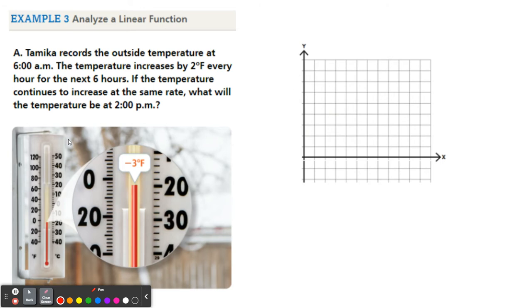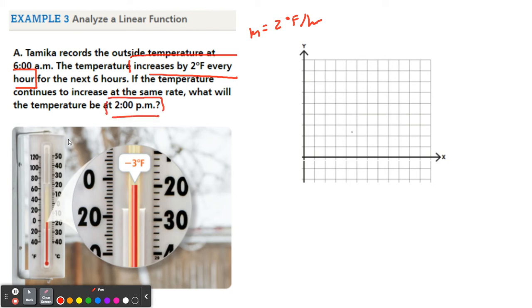So this idea here of increasing by 2 degrees Fahrenheit every hour, that is your rate, that is your slope. Your m value is 2 degrees Fahrenheit per hour. Okay? So then the idea is, what's going to happen at 2 p.m. if it keeps increasing at the same rate?